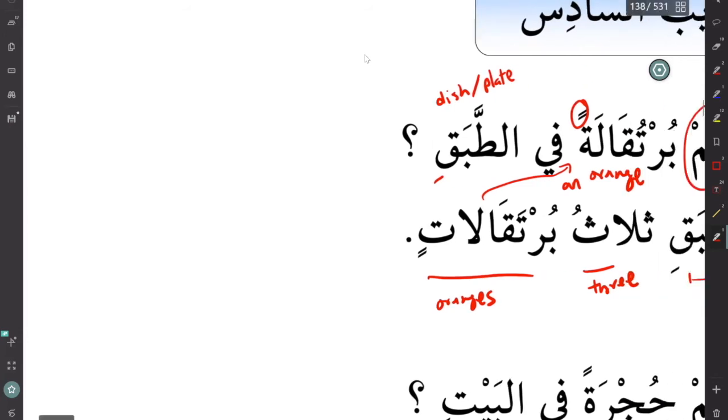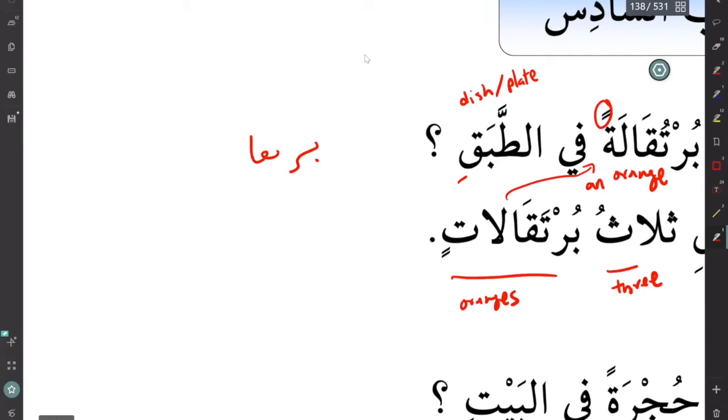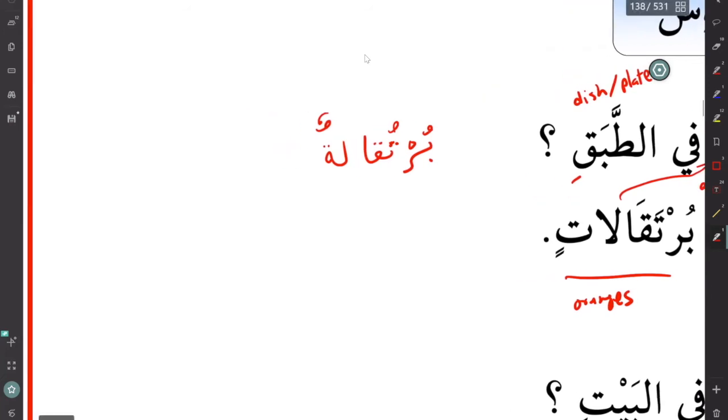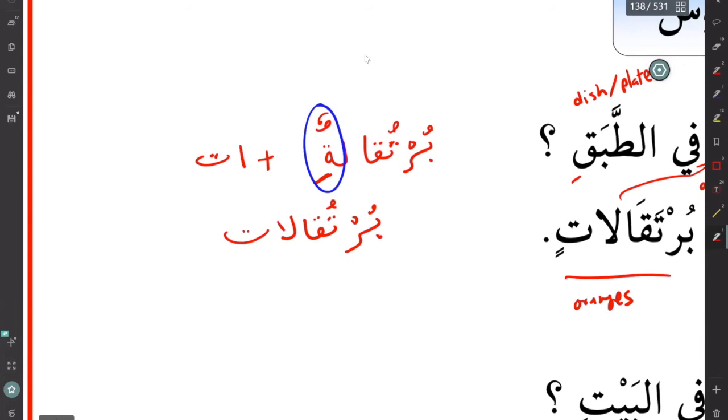So for example, you have the word burtuqala with the ta marbuta. How do you make it into plural? As I said, most of the time, not always, we'll see some exceptions. All you have to do is remove the ta here, and then add alif and ta, open ta. So this is your closed ta, or ta marbuta, and this is your open ta. So the result is burtuqalat. You're removing the ta marbuta, and then simply adding the alif and ta.